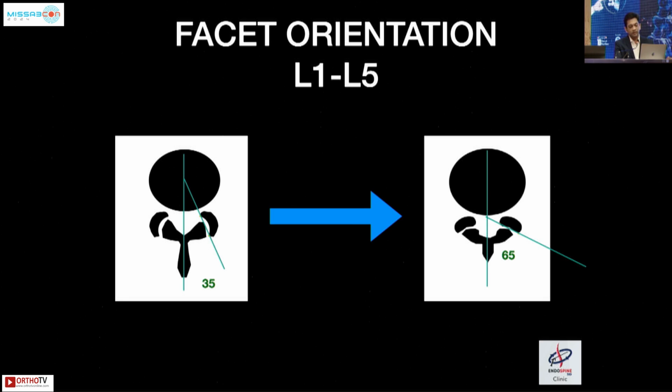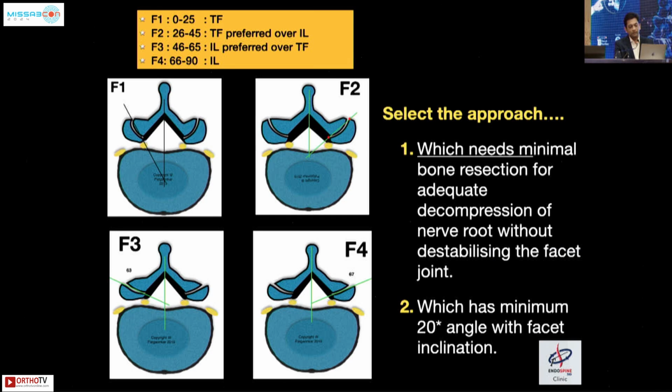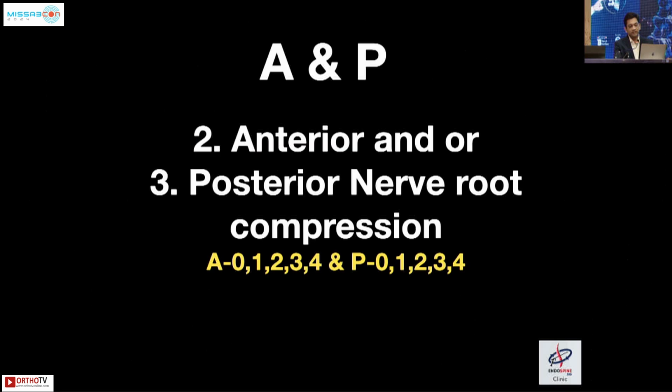So we normally select the transforaminal approach for the upper lumbar spine or the interlaminar approach for the lower lumbar spine. We divided the facet orientation into 4 parts. F1 is 0 to 25, F2 means 26 to 45, F3 is 46 to 65, and F4 is 66 to 99. The approach selection needs a minimum bone resection for an adequate amount of nerve root decompression without destabilizing the facet joint, which has a minimum 20-degree angle with the facet inclination.